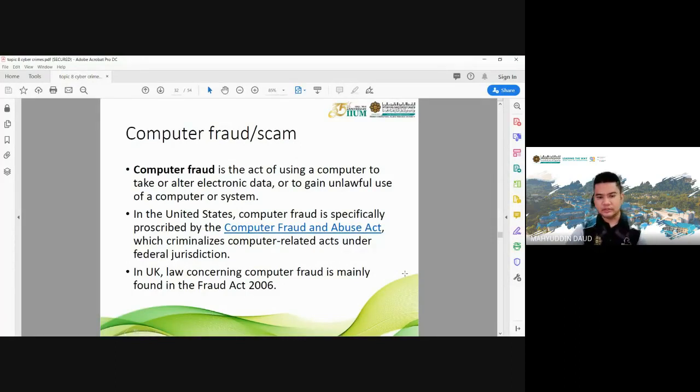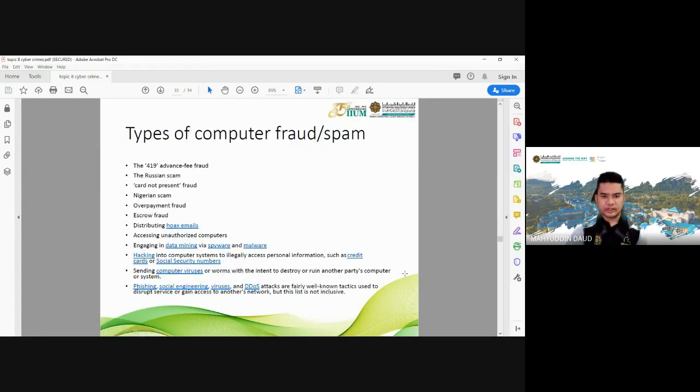Maknanya you use a computer to commit fraud or scam. There are several kinds of fraud or scams. 419 advance fee fraud, Nigerian scam, so many other kinds of fraud lah. We see this a lot. Kadang-kadang people do phishing. They try to fish for data, so they send an email to you.